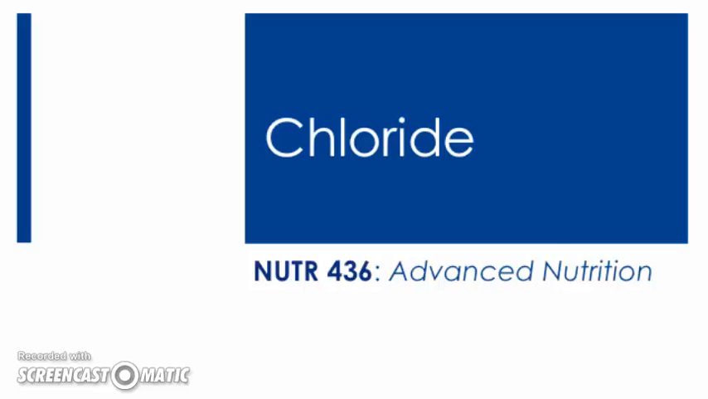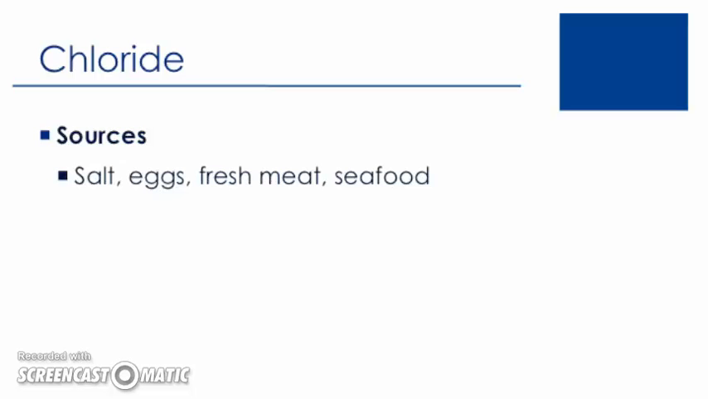Vitamins and minerals, chloride. We will now discuss this fourth nutrient involved in electrolyte and fluid balance. We first see here sources of chloride. So the food sources of chloride that we find are table salt, eggs, fresh meat, and seafood.